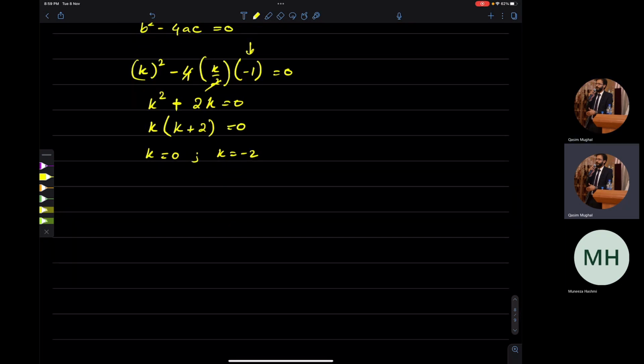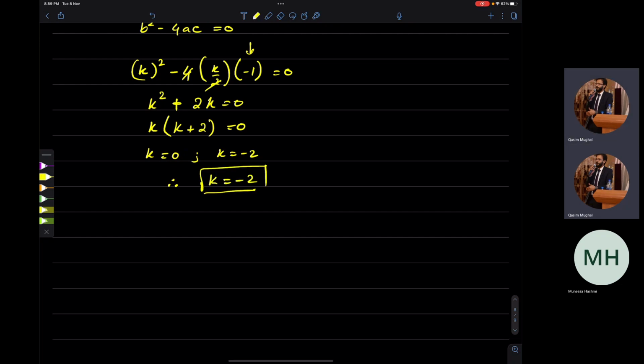So, as the examiner said, k is a non-zero constant, so I have to ignore the value of k equals 0. I'll just stick to the non-zero value of k, which is k equals negative 2. So that's the value of k.